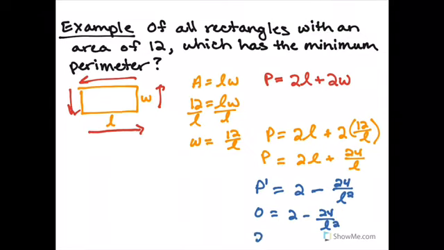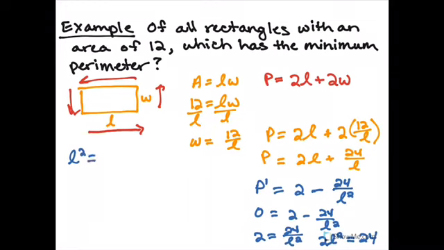And I get 2 equals 24 over L squared. I added the 24 over L squared to both sides, basically. Multiply both sides by L squared, and I get 2L squared equals 24. So I'm going to bring this over here to the right. L squared is going to be 24 divided by 2. That's 12.